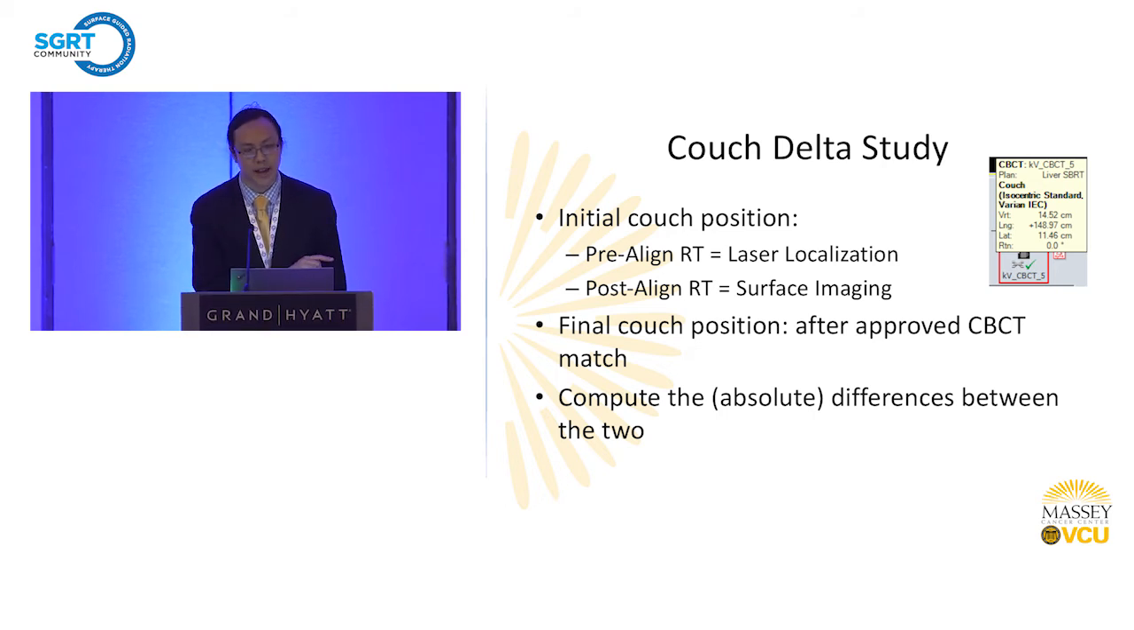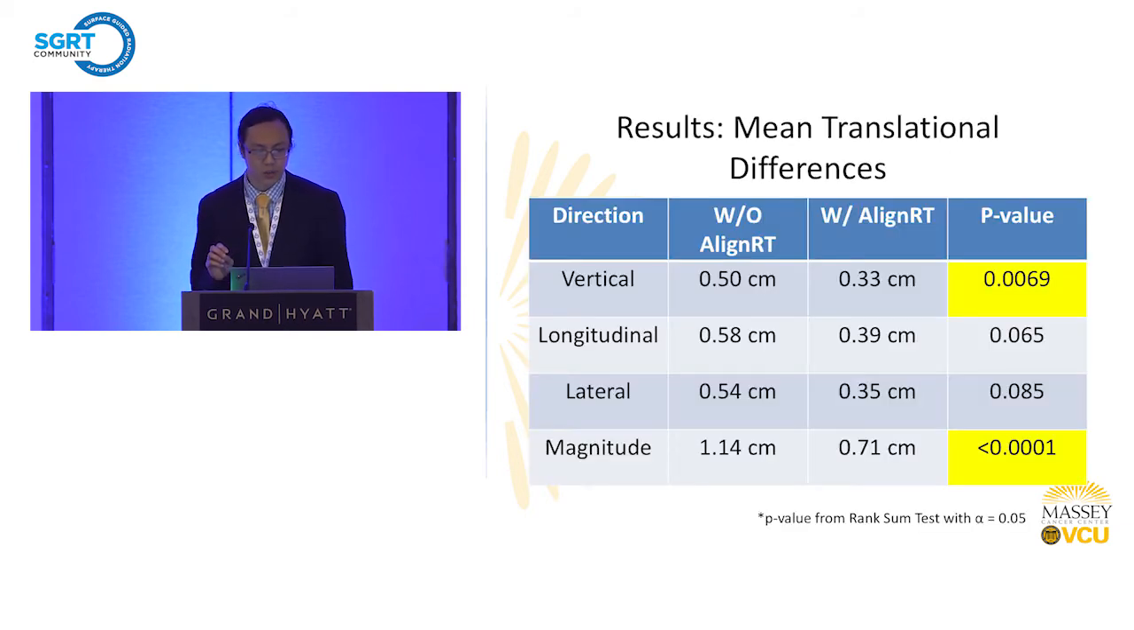So we take that number, and then we look at the final couch position on the last cone beam CT, and then we compute the absolute difference between those numbers. And this allows us to directly evaluate what the setup accuracy is between lasers to cone beam and surface imaging to cone beam. And we did see a difference. So without AlignRT, our mean differences in our translations was between 0.5 and 0.6 cm, with the magnitude being greater than 1 cm difference. And when we add AlignRT, the differences reduce to between 0.3 and 0.4 cm, and the magnitude reduces to under 1 cm.